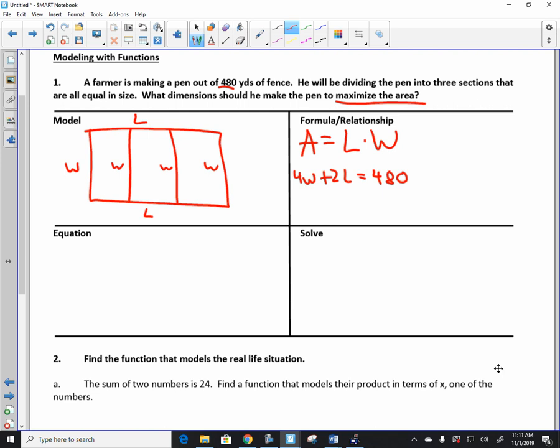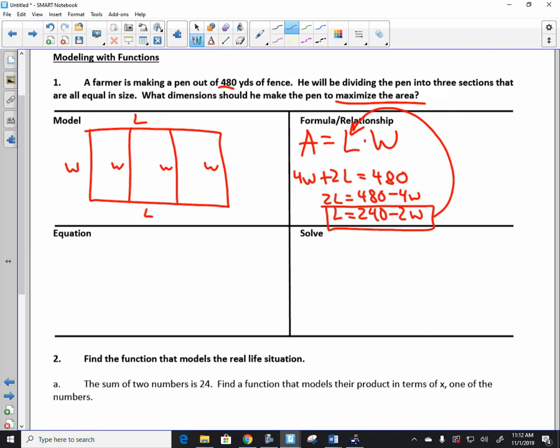So now I'm going to solve for L or W. Which is easier to solve for? Solve for L. 2L is equal to 480 minus 4W. Or L is 240 minus 2W. What do you think we do with that? Plug it in for L.